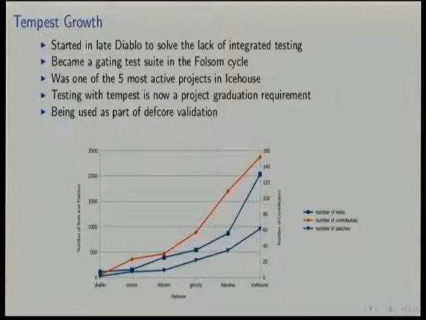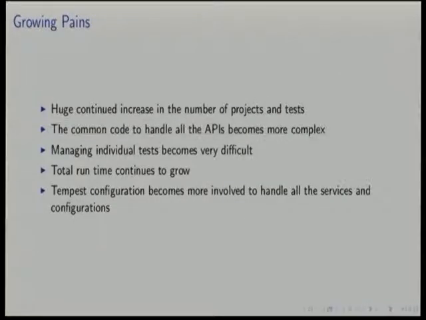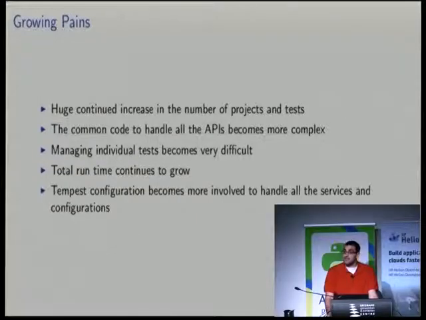The number of tests, I think it's the square blue. That one looks almost exponential. So Tempest has been growing very rapidly. It hasn't been around that long, and it's become increasingly important. And with that growth, there have been some growing pains. The biggest one is that we have a huge number of new tests, and we also have a huge number of new projects. OpenStack is growing very quickly, and the integrated test suite has to grow equally as quickly to keep up with all of the changes, otherwise things aren't being tested.